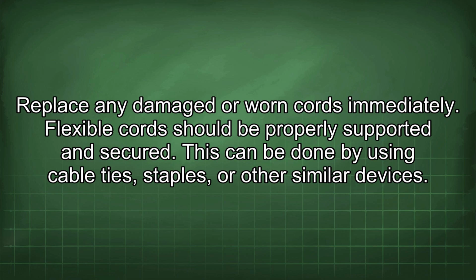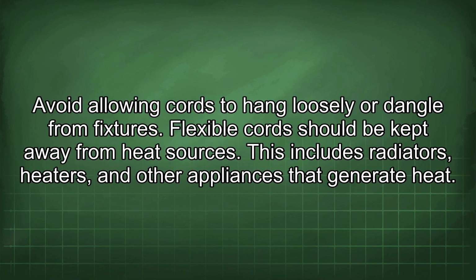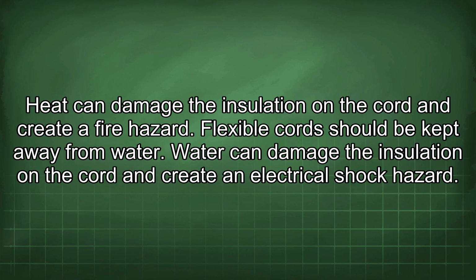Flexible cords should be properly supported and secured. This can be done by using cable ties, staples, or other similar devices. Avoid allowing cords to hang loosely or dangle from fixtures. Flexible cords should be kept away from heat sources. This includes radiators, heaters, and other appliances that generate heat. Heat can damage the insulation on the cord and create a fire hazard.